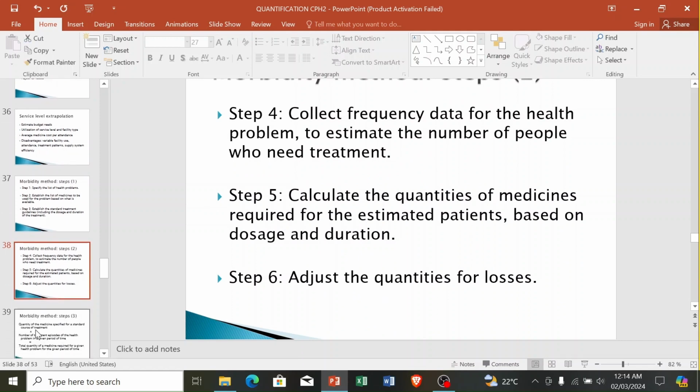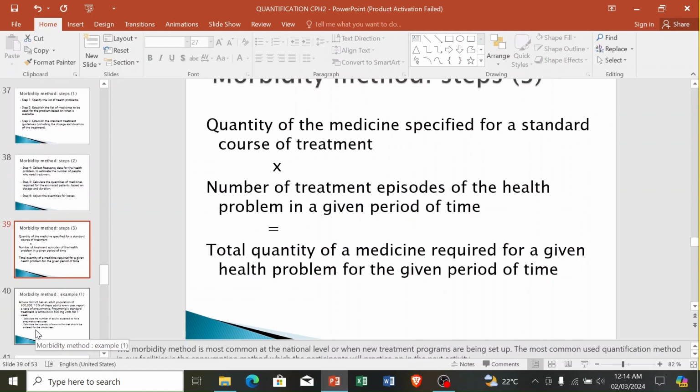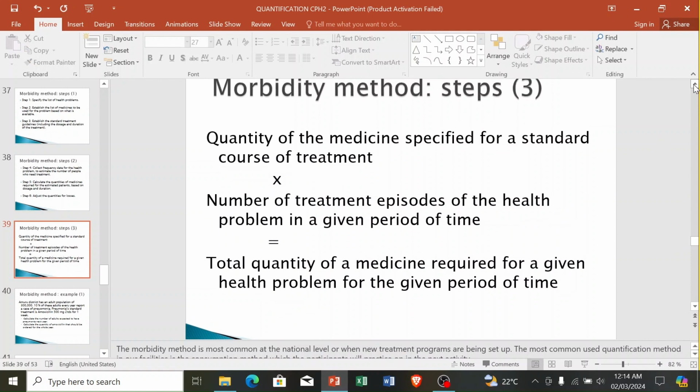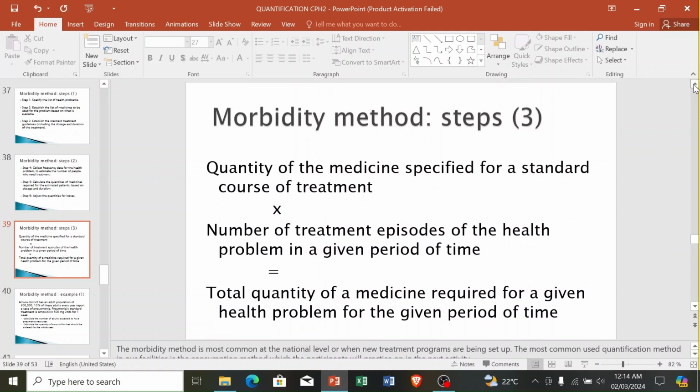We adjust for any loss. So here we see we are calculating step 3. Quantity of medicine specified for the standard course of treatment, and the number of treatment episodes of a health problem in a given period of time, should equal the total quantity of medicines required for a given health problem for the given period of time.